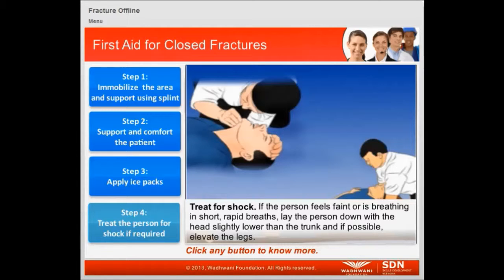Step 4. Treat for shock. If the person feels faint or is breathing in short, rapid breaths, lay the person down with the head slightly lower than the trunk and, if possible, elevate the legs.